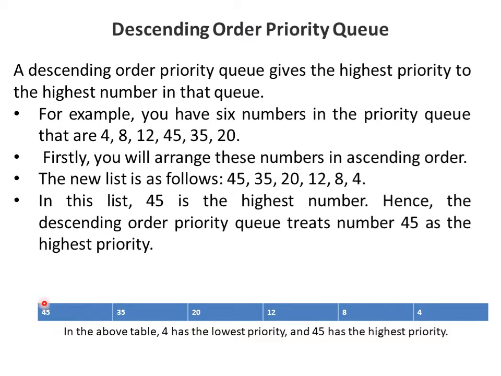In the previous slides, what happened? 4 is the highest priority and 45 is the lowest priority. Here it is vice versa.